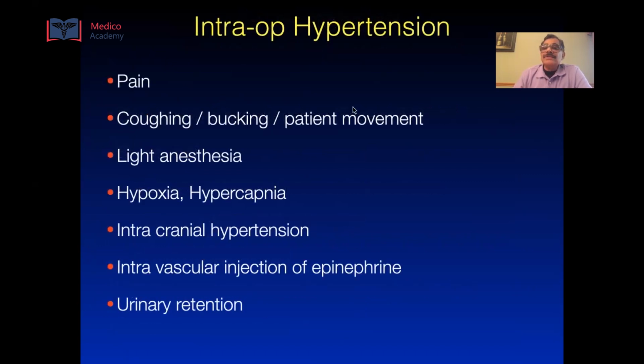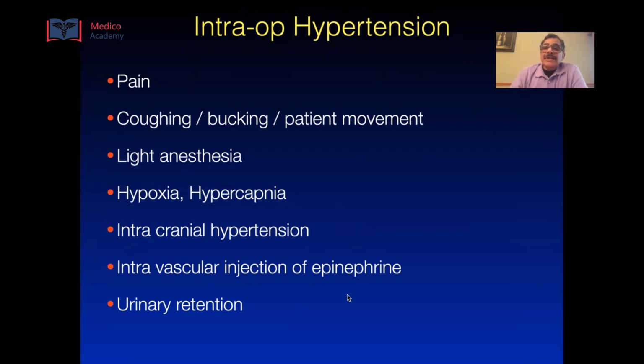When there is a sudden surge during surgery, that blood pressure suddenly goes up, then these are some common causes: pain, coughing, bucking, patient starts moving with the skin incision, light planes of anesthesia, or simple hypoxia or hypercapnia because of tube-related issues or oxygen delivery problems, or rarely intracranial hypertension. Maybe if there is an intracranial hemorrhage, then you will have sudden increase in blood pressure and decrease in the heart rate, which is the Cushing reflex.